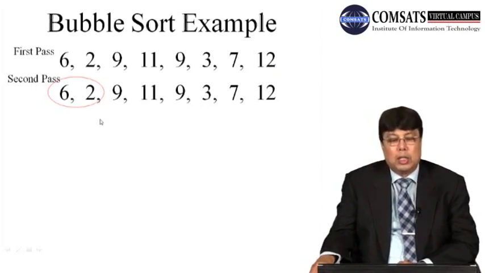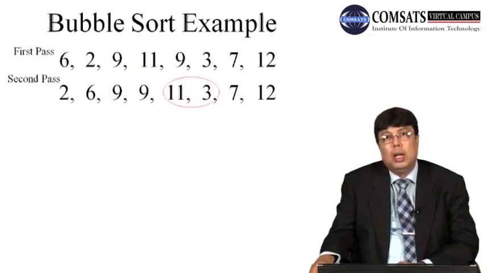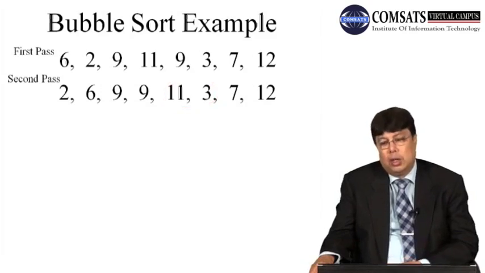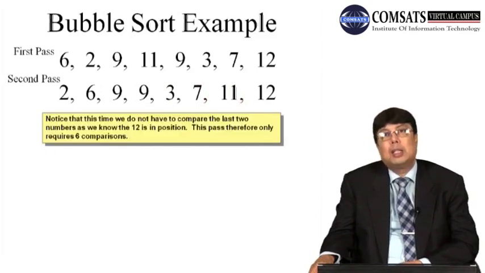Now we repeat the process. 6 with 2, they are not in order, so we interchange the two. 6 with 9, they are in order, no need to change. 9 with 11, no need to change. 11 with 9, are they in order? No, they are not in order, so we need to interchange the two. 11 with 3, they are not in order. 11 with 7, they are not in order. So the pass is completed.